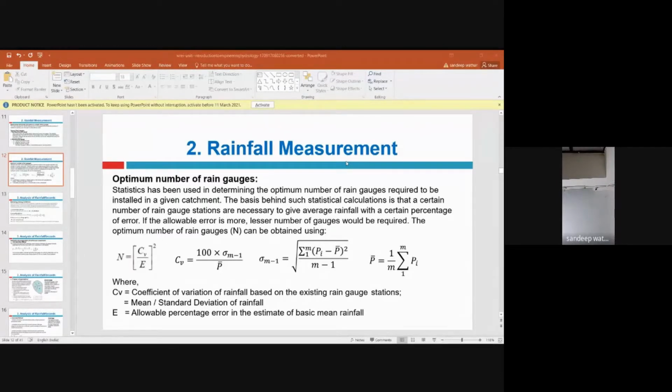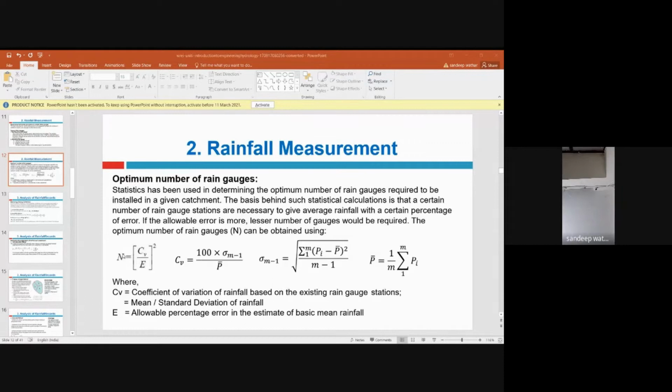Some of you may already be aware of some of the statistical methods, but I will try to briefly explain what the statistical method deals with. These are the equations which will help you calculate the number of optimum rain gauge stations for any given area. N is the number of rain gauge stations required.